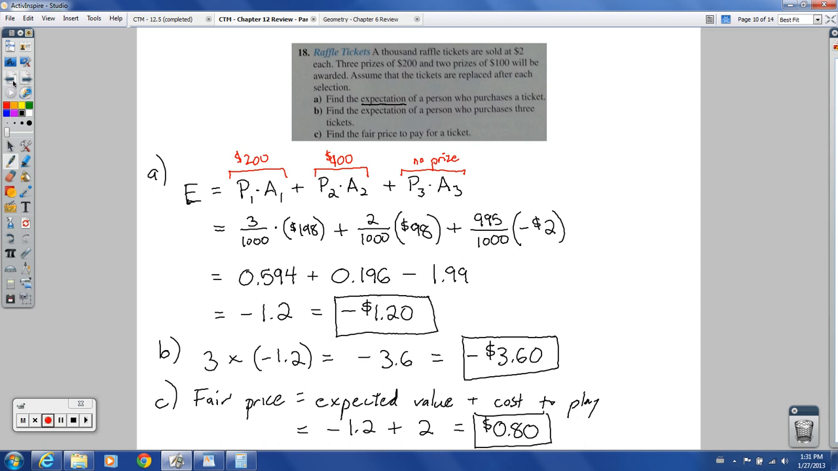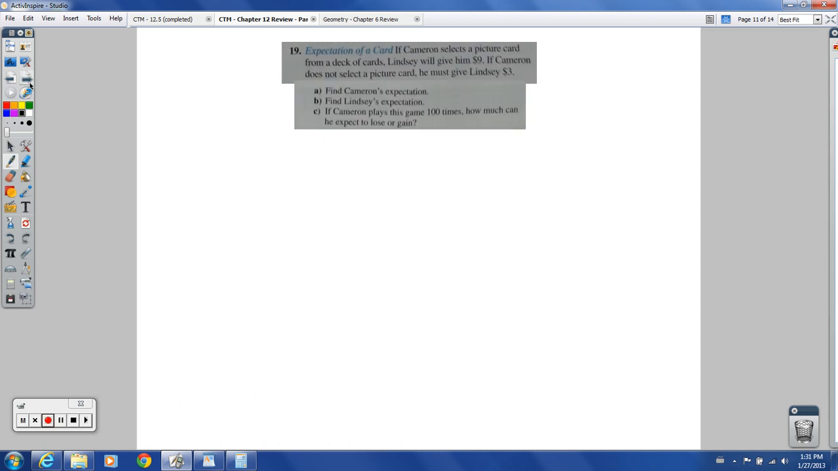Let's move on now to number 19, expectation of a card. So a deck of cards. If Cameron selects a picture card from a deck of cards, Lindsay will give him $9. If Cameron does not select a picture card, he must give Lindsay $3. We're going to find Cameron's expectation, Lindsay's, and then for 100 times, how much can he expect to lose or gain.